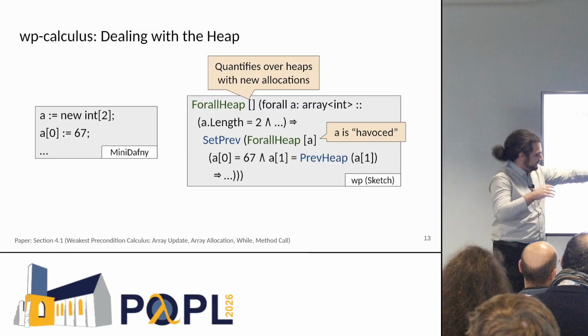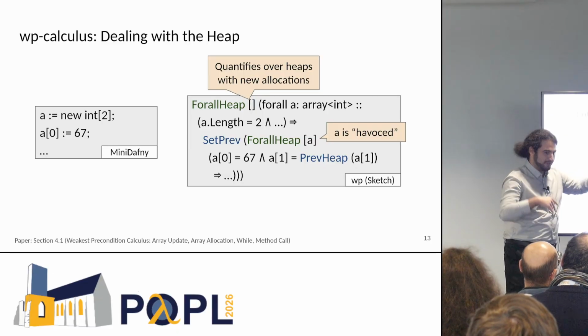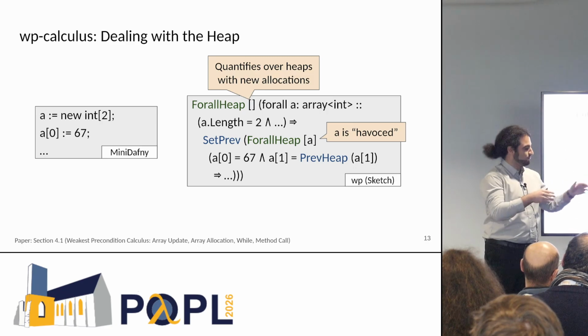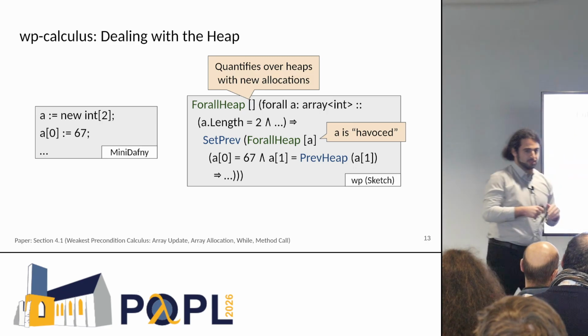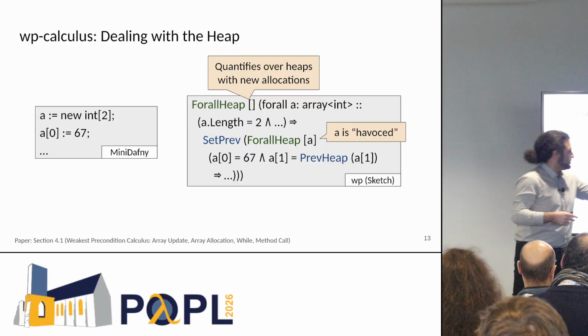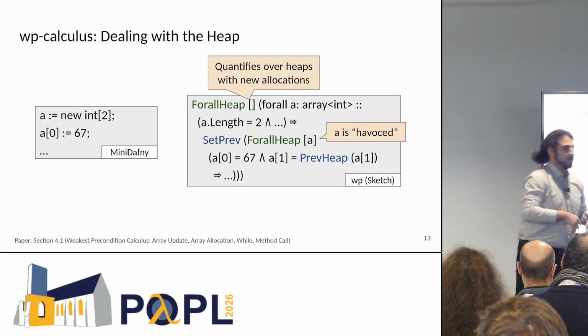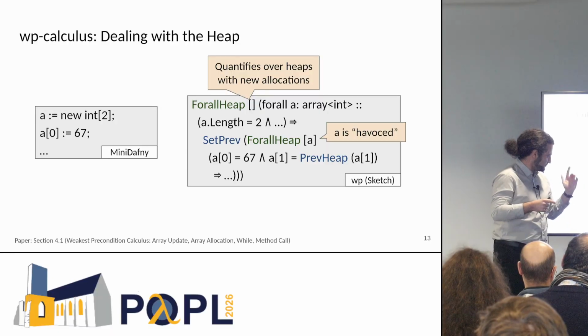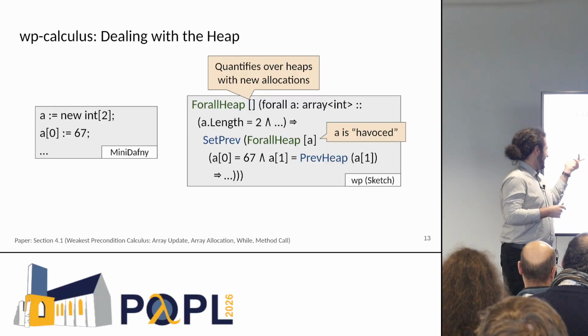And if we walk through this example very procedurally, suppose we're in some heap, then we hit this for all heap here. So now the heap is the same, except we may have new allocations. And then you can interpret this for all a array int as: now assume you have an integer array of size 2, which concludes the allocation.